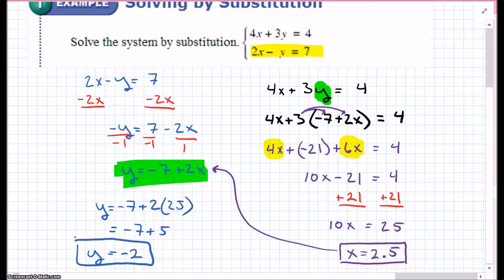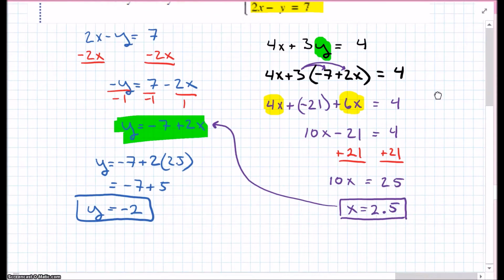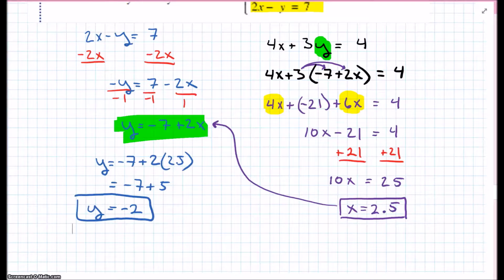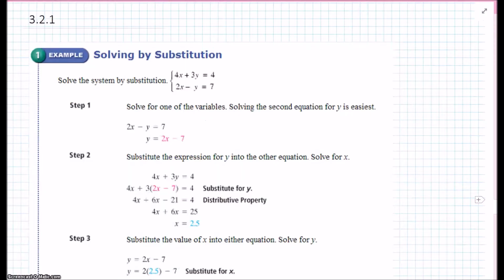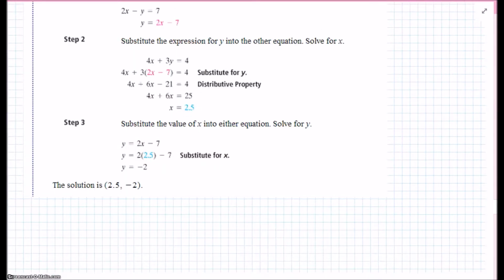And we can double check our work. So, all right, our solution set is 2.5 and negative 2. And if we wanted to write it in ordered pairs, if it asks us to, we'd write our x value, comma, our y value. So our solution set is (2.5, negative 2). Okay.